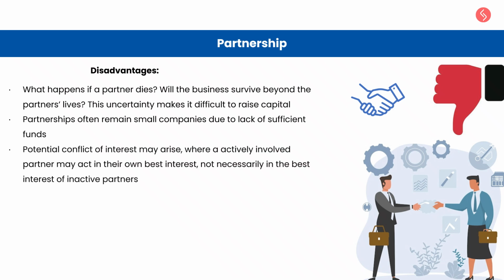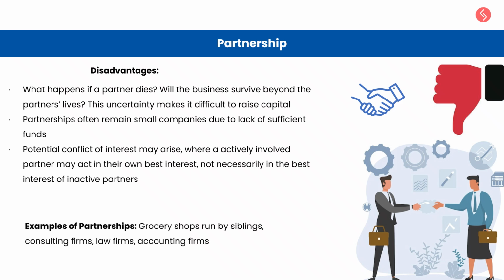Potential conflict of interest may arise where an actively involved partner may act in their own best interest, not necessarily in the best interest of inactive partners. Some examples of partnerships are grocery shops run by siblings, consulting firms, law firms, accounting firms.